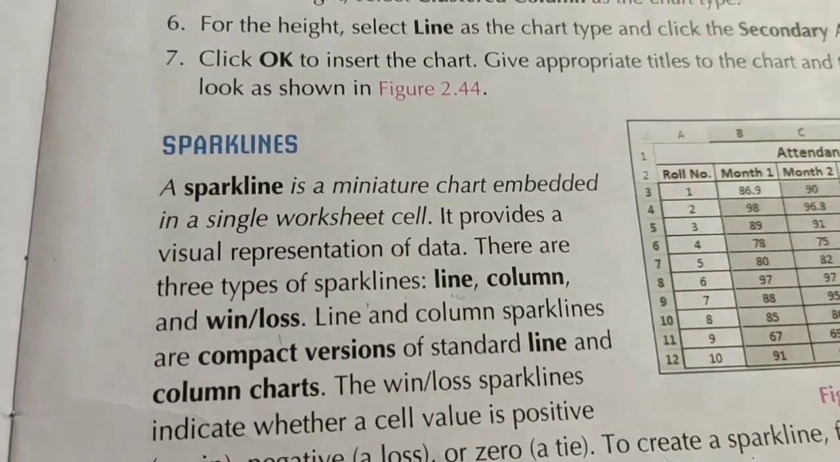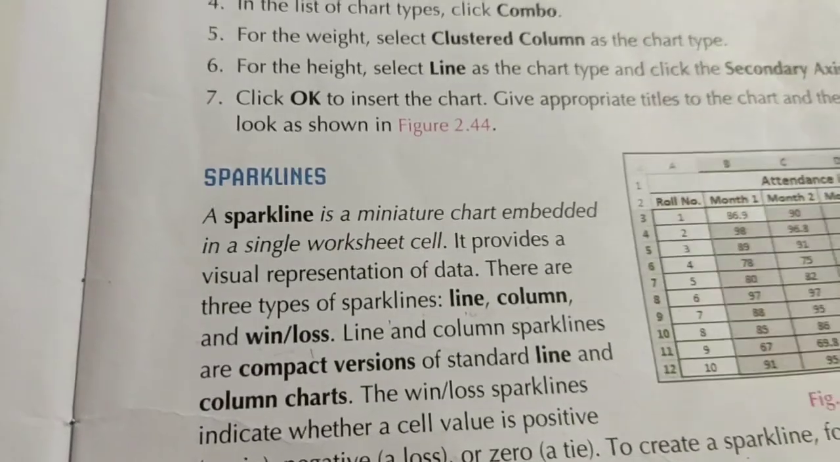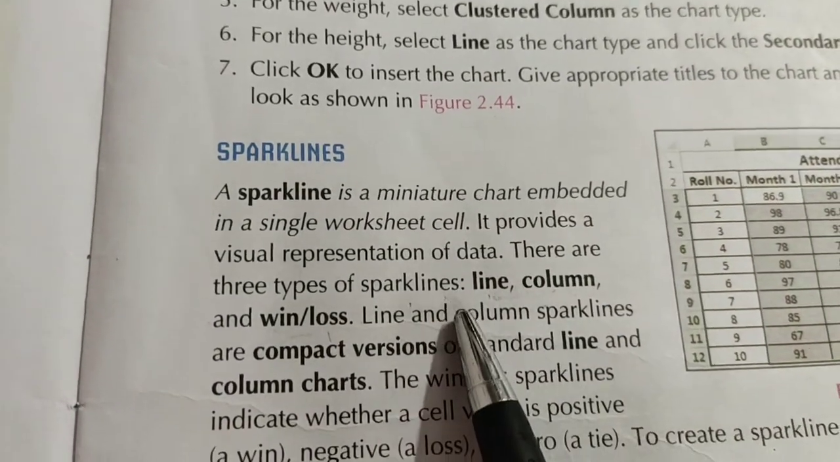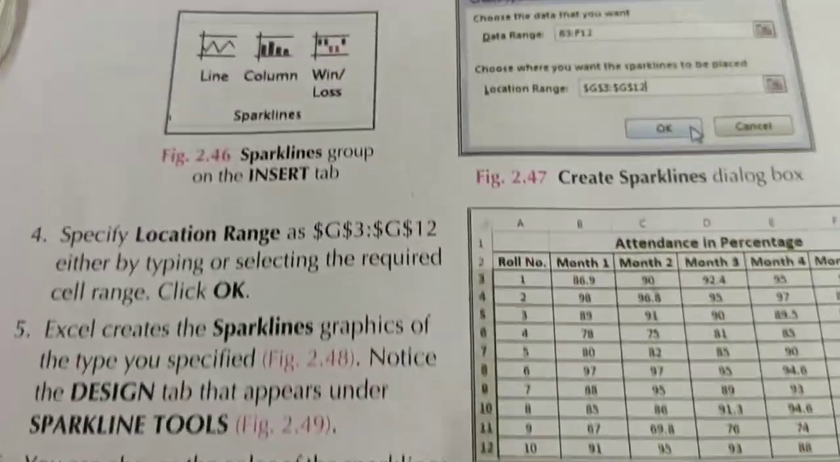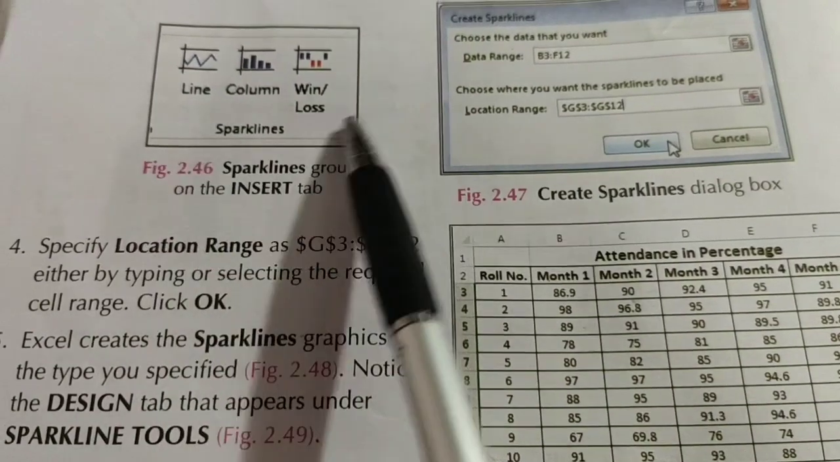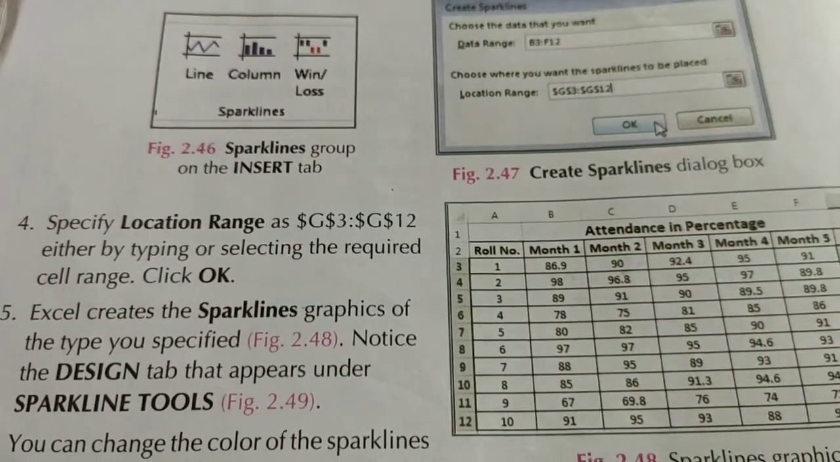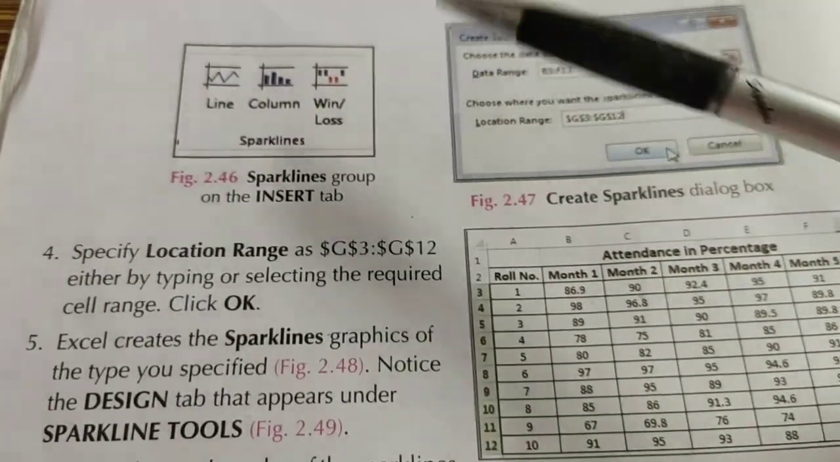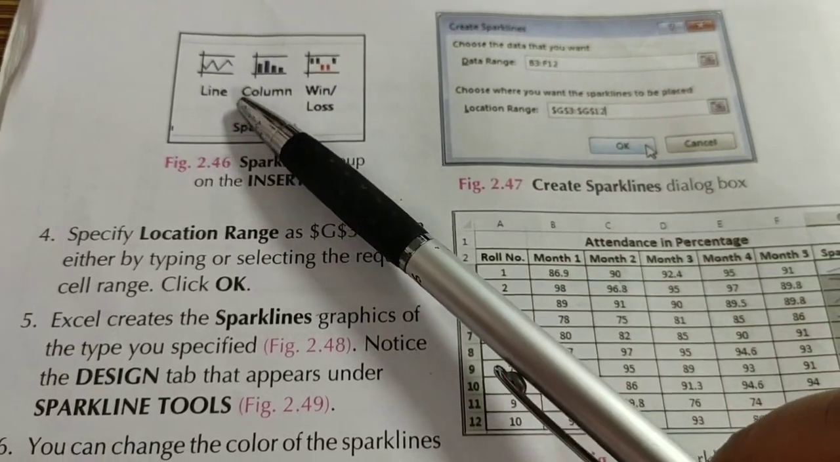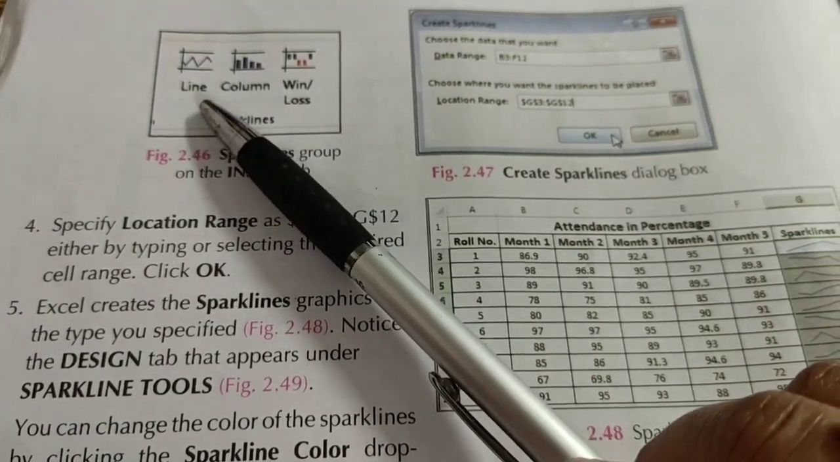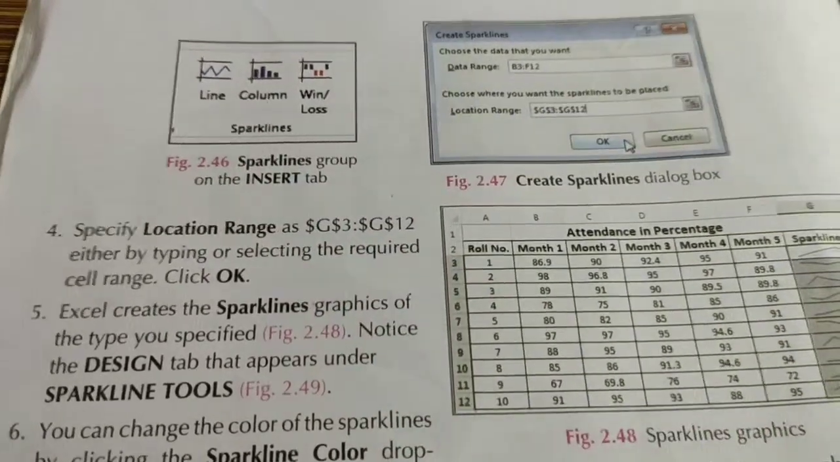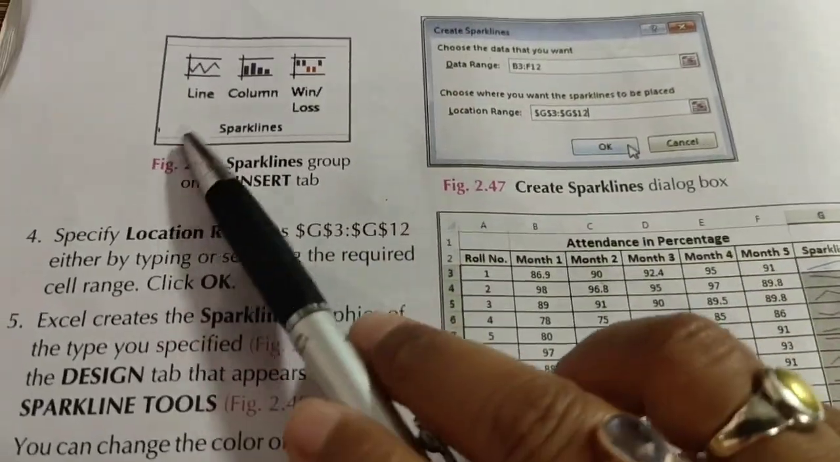There you will get three types of sparklines. I already told you that we have three types of sparkline, that is line, column and win-loss. When you create this sparkline, you will get these three types. Whichever sparkline you want, you can select. This is line, this is column, this is win-loss. Suppose I will show you this line only. Okay, then you select this line and click on OK.